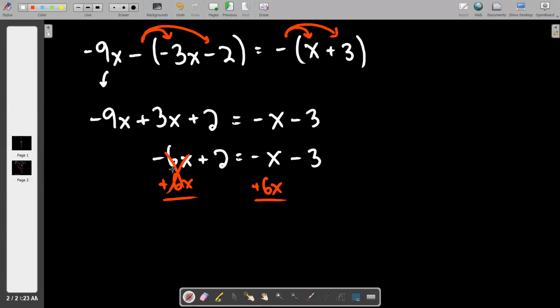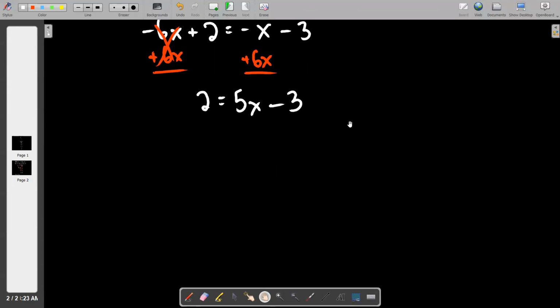Cancel out your inverses, rebuild the equation. It will say 2 equals 5x minus 3. Now the path is set. What do we have to do? We're going to add 3 to both sides. Drop down some stuff here, right? We got a 5x dropping down. We got an equals dropping down. 2 plus 3 is 5. Last step.